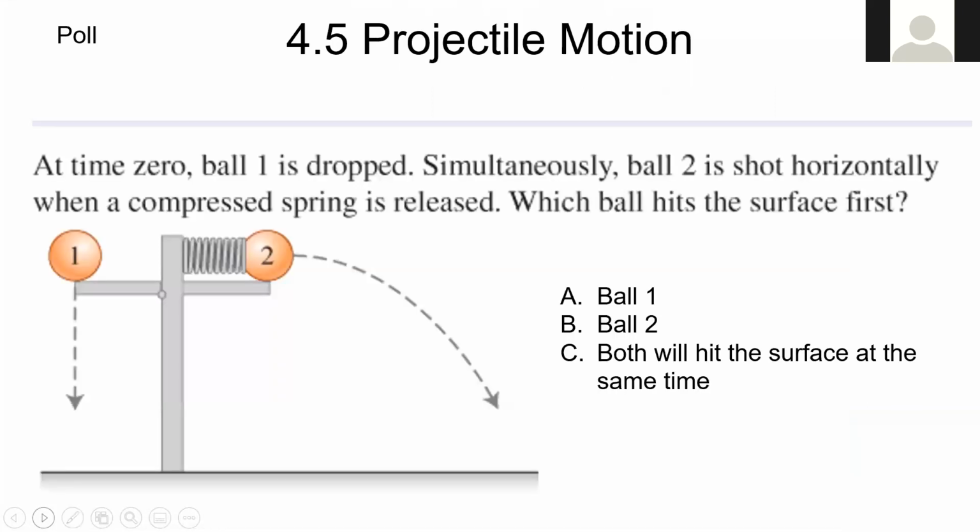So we'll do a quick poll here. See what you guys think about this. At time 0, ball 1 is dropped. Simultaneously, ball 2 is shot horizontally when a compressed spring is released. Which ball hits the surface first? Is it A, ball 1? Is it B, ball 2? Or is it C, both will hit the surface at the same time?